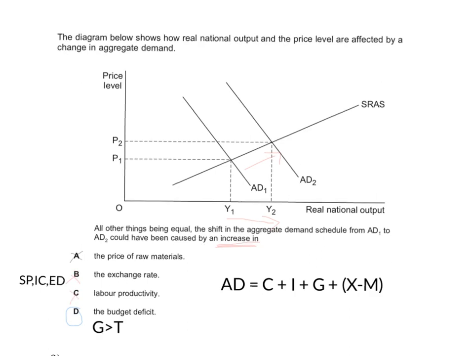So when we look at the budget deficit, it means that government expenditure is greater than taxation. And therefore, if that's the case, and we're looking at the formula for AD, we can see that G here would increase, and therefore that would mean that AD1 would shift to AD2. So the answer has to be D.